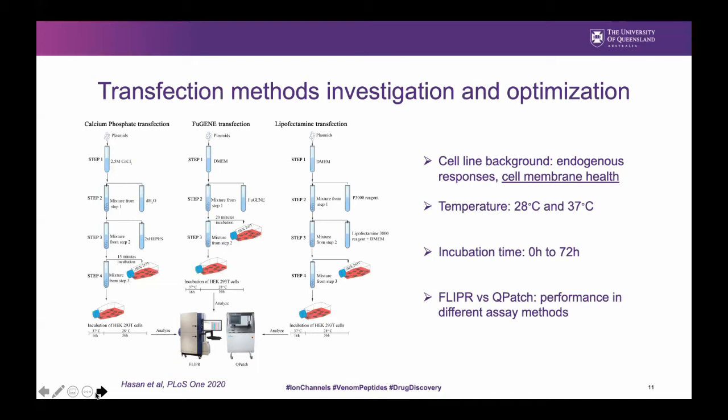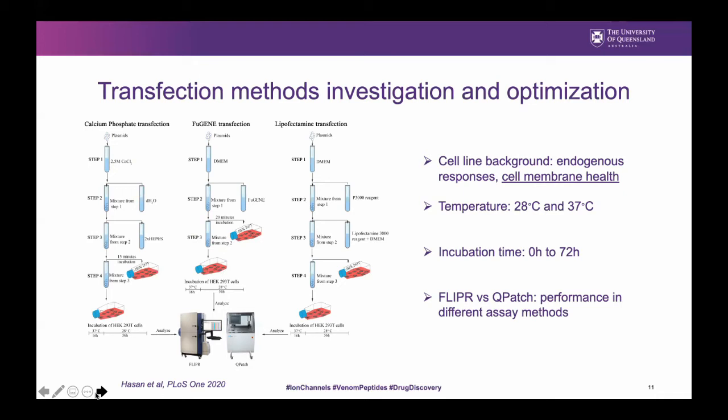We also investigated how different temperatures would affect recombinant transient expression in order to obtain high levels of expression without induced cytotoxicity, as well as different incubation periods to determine the time post-transfection with the best expression levels.